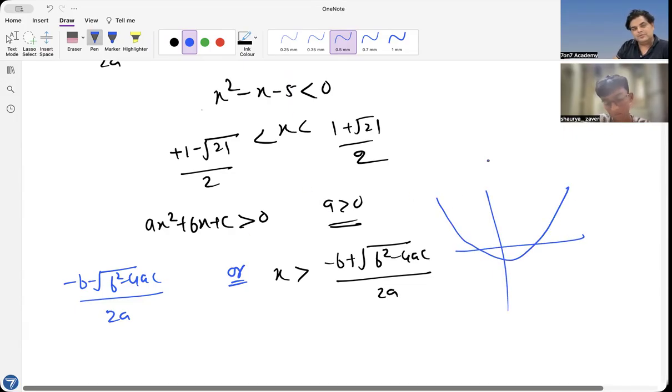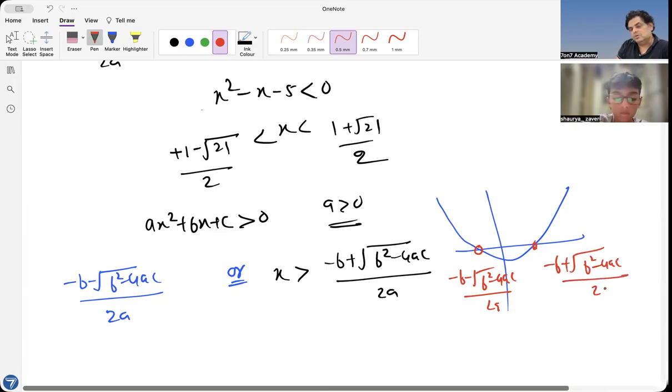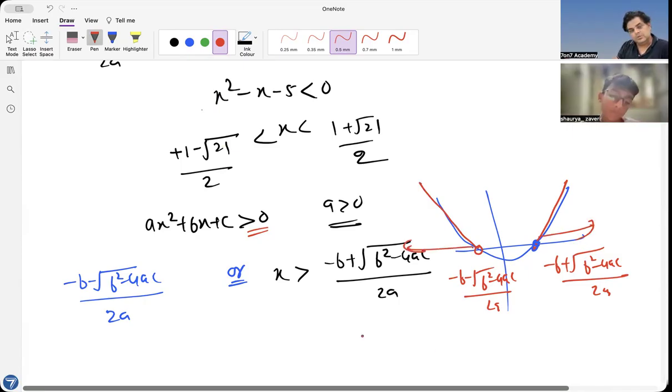So if you draw the graph, it is this. This is the smaller root, minus b minus square root of b square minus 4ac over 2a. And this is the larger root, minus b plus square root of b square minus 4ac over 2a. You want the graph to be positive, meaning above the x-axis. So this is above the x-axis, and this is above the x-axis. Solutions means what x values we take from this side and this side. That's what we did: x more than the bigger root, x less than the smaller root. Understand? So you can write it with your eyes closed.